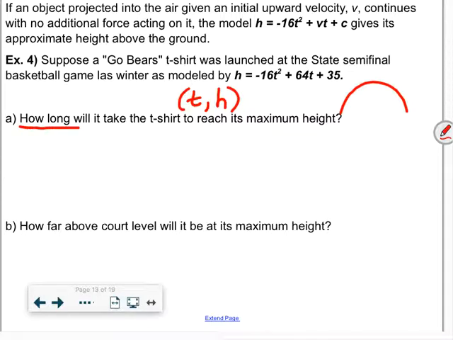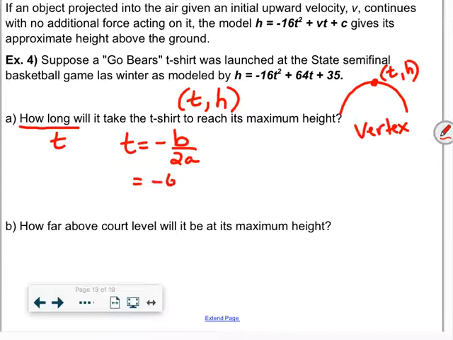How long? Is that a T for time or H for height? How long? That's a T, okay? How long does it take the t-shirt to reach the maximum height? On my graph, what do we call the point that's the maximum? It has a special name. The vertex, okay? This is the vertex. And the vertex is a T, comma, H. Guess what? We know how to find a vertex. It's negative b over 2a when it's in standard form.